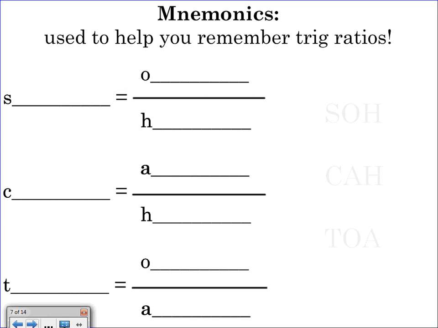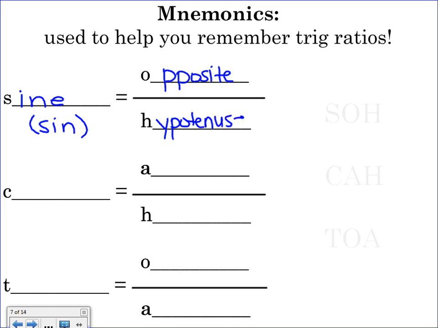So let's talk about a couple mnemonics that help us remember trig ratios. First of all, we're going to label the trig ratios. The first trig ratio we have is called sine, and on your calculator, the button's abbreviated SIN. When we're trying to solve a triangle using sine, we're going to use the opposite side of the triangle, the opposite side from the angle over the hypotenuse. So sine equals opposite over hypotenuse.